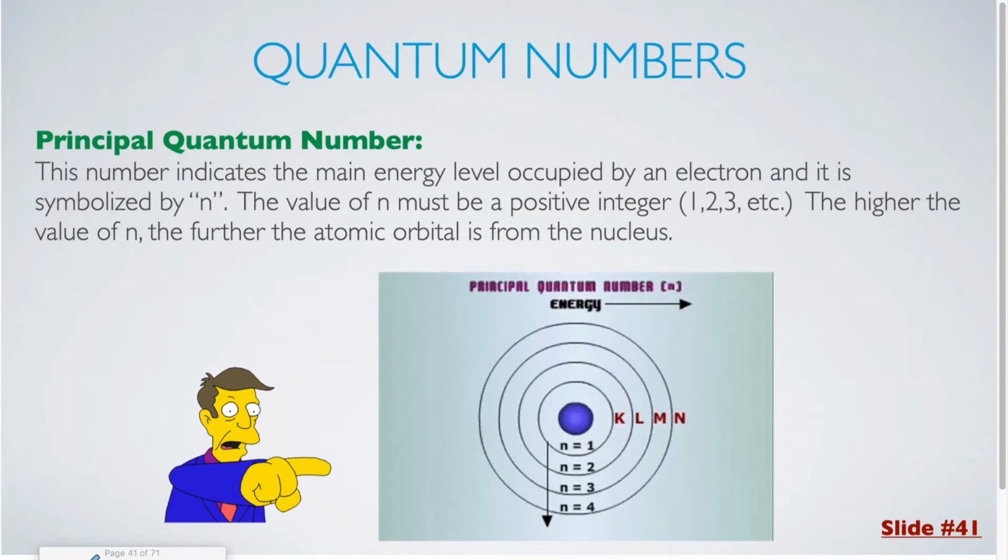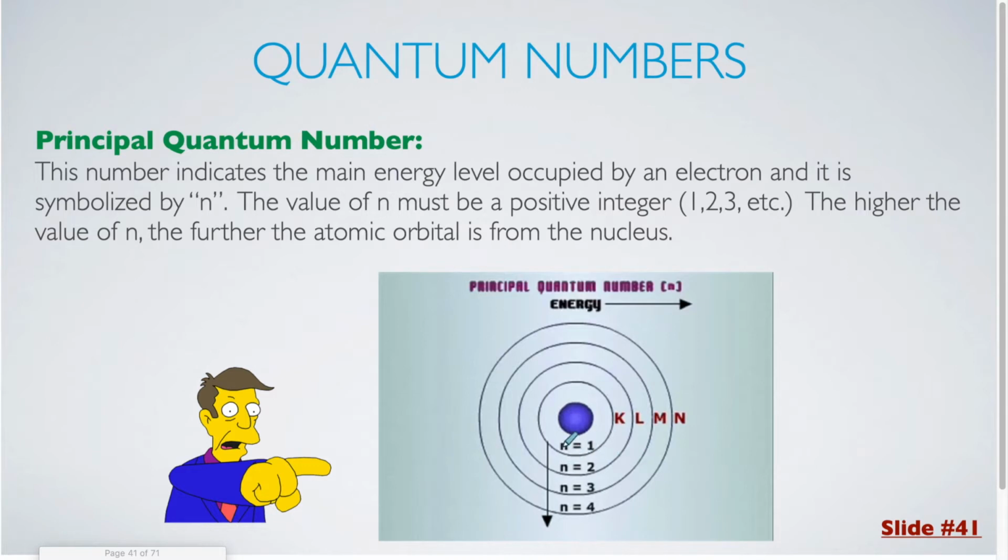Our first quantum number is called the principal quantum number. This number indicates the main energy level occupied by an electron, and it is symbolized by the letter n. The value of n must be a positive integer, such as 1, 2, or 3. The higher the value of n, the further the atomic orbital is from the nucleus. This is the same type of designation that we also saw within the Bohr model.